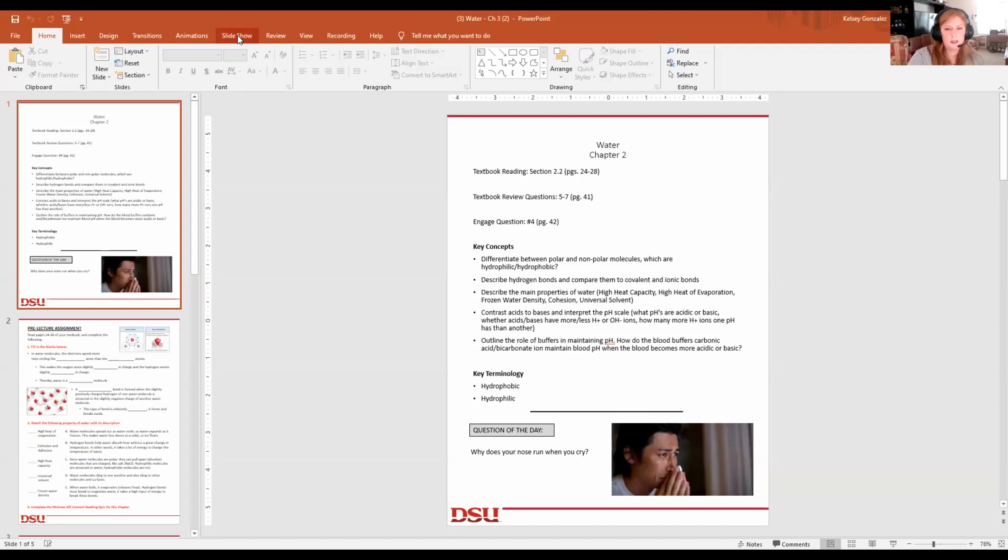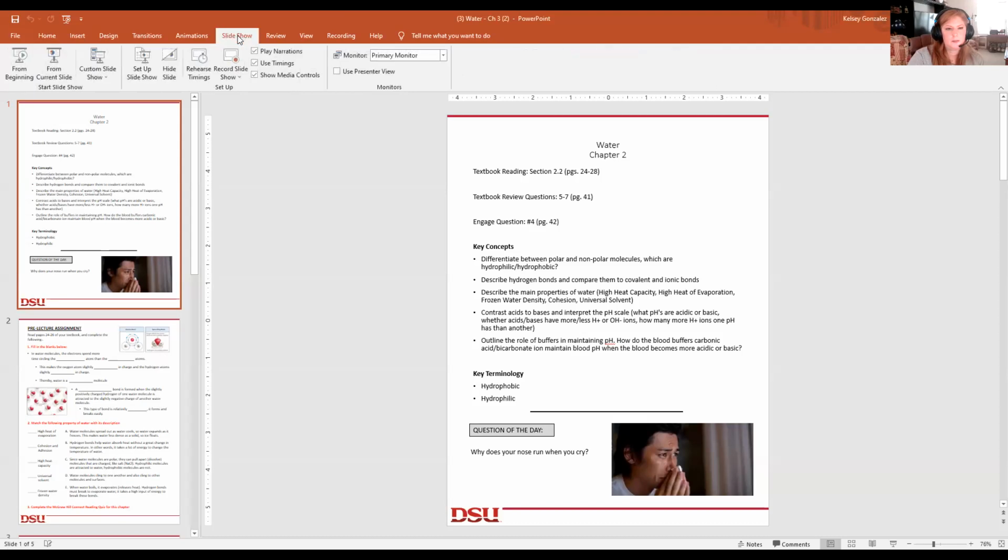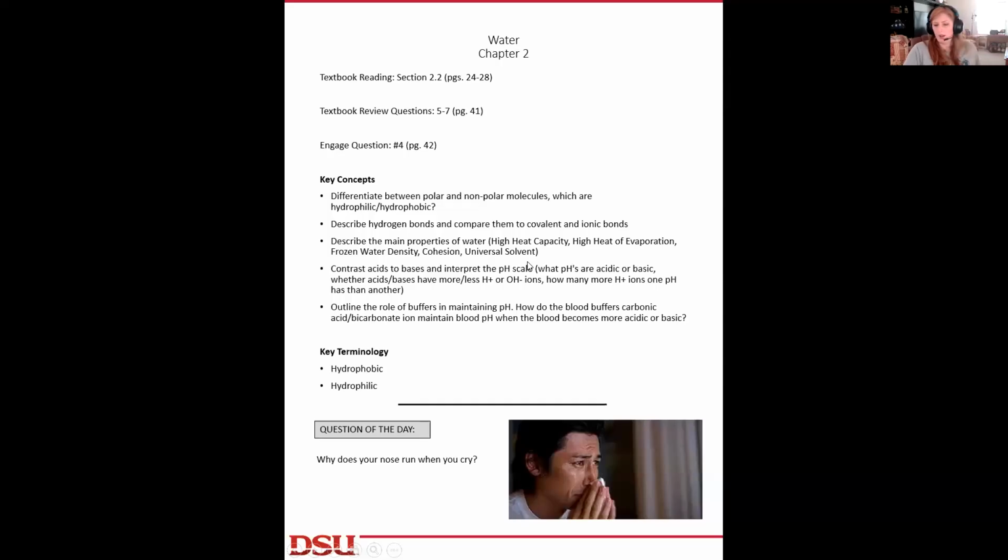Give me just 1 second. Okay. And move stuff around. You can't see all the stuff I'm talking about, but I'm moving stuff around on my screen.